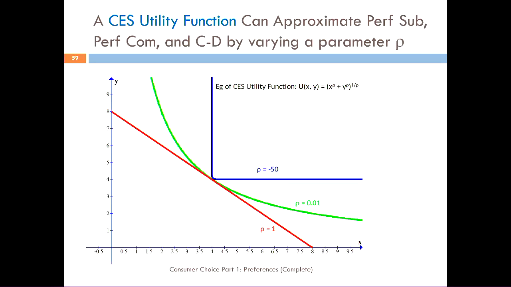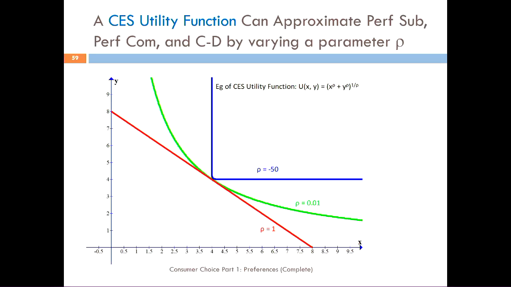Now, it turns out that if rho goes to minus infinity, then the CES approximates the perfect complement utility function. And I give you an example here. I said rho equals minus 50. If you put rho equals minus 50 into your math program, you'll see it looks like this. Very much like the perfect complements. The only difference being we smoothed out the kink. Instead of being completely vertical and then horizontal, it rounds out a little bit here.